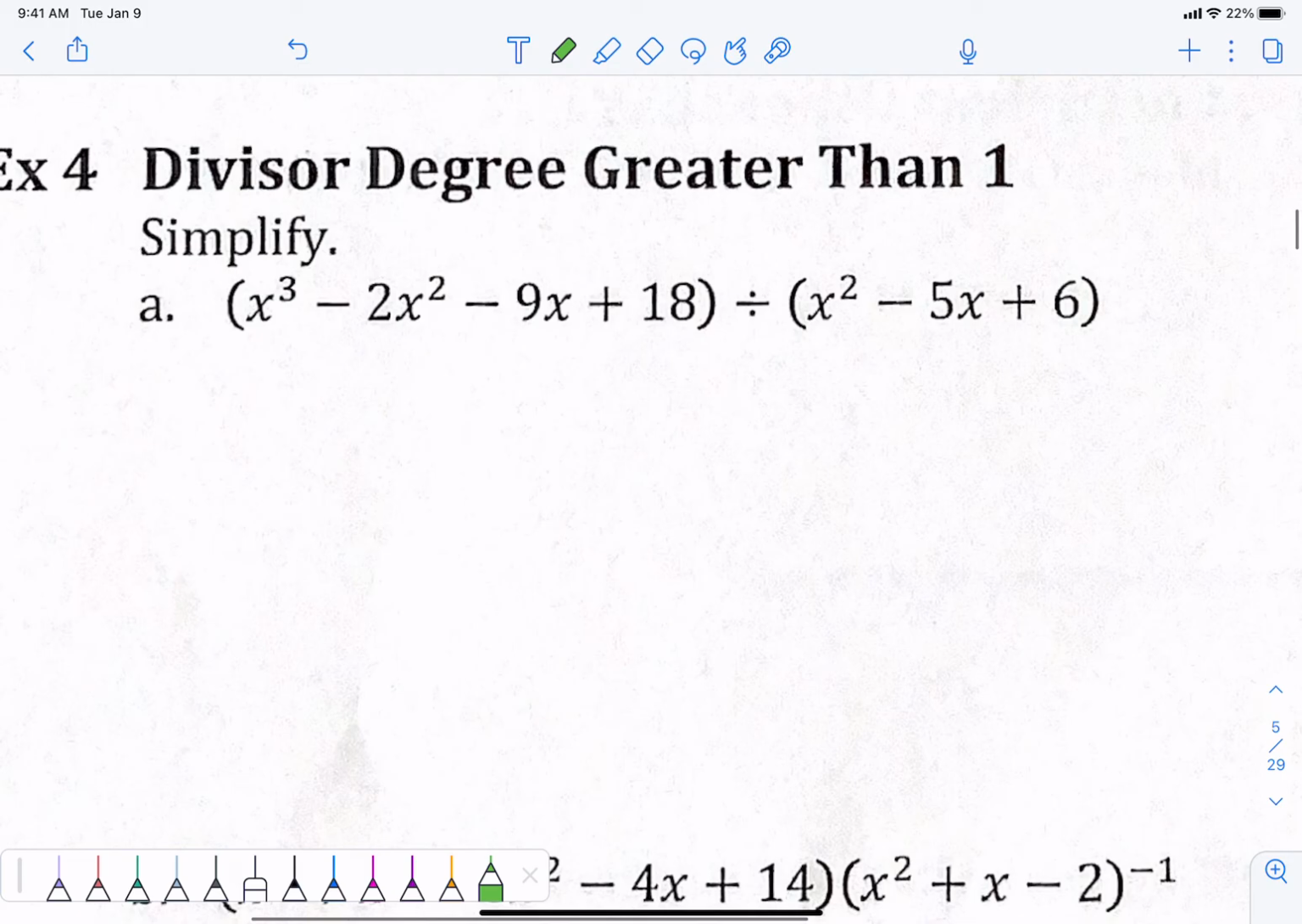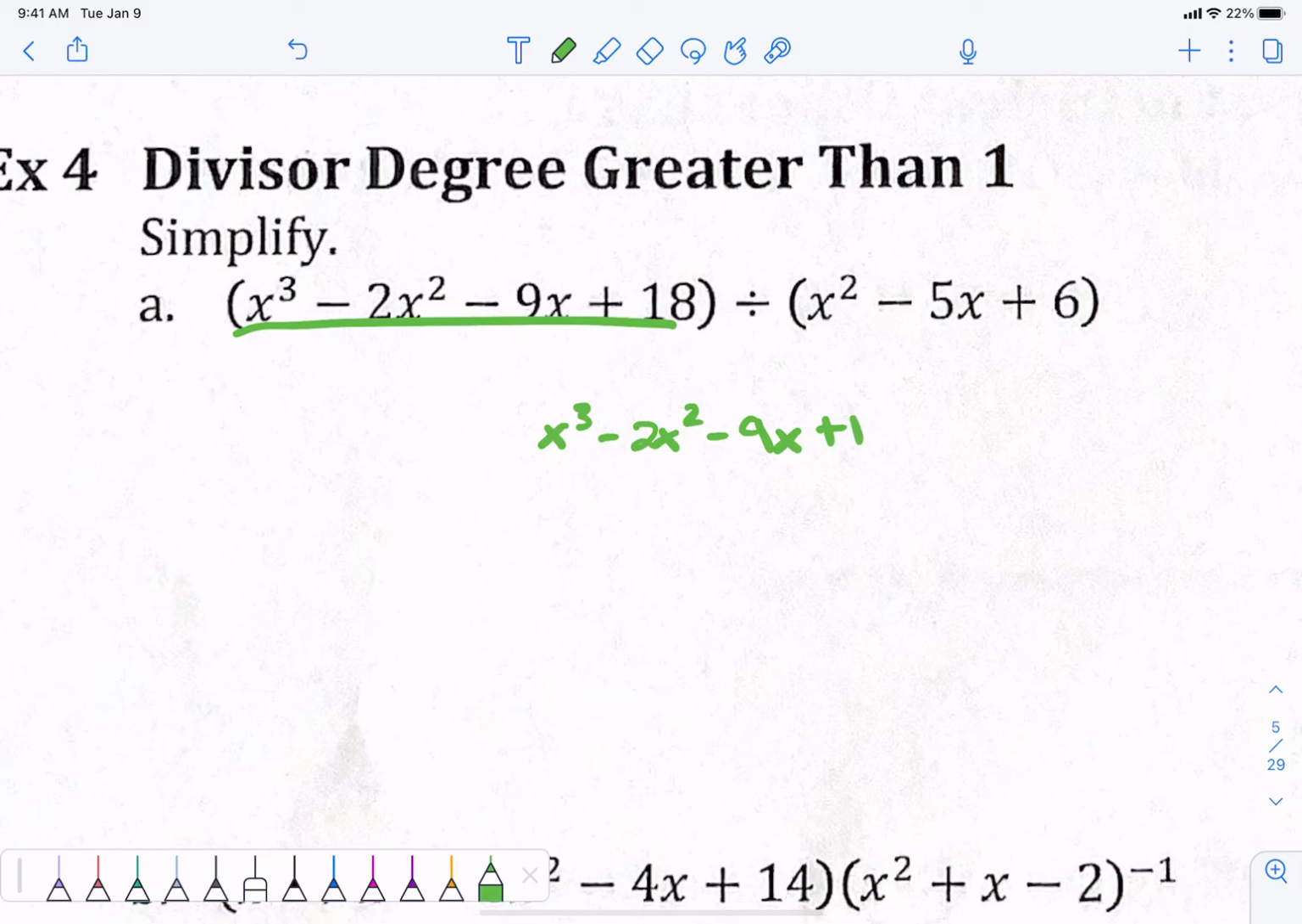Okay, so the dividend is this guy. We're going to put him on the inside. So we've got x cubed minus 2x squared minus 9x plus 18. And we are dividing by x squared minus 5x plus 6. Okay, so just get him set up and ready to go, and then we'll begin. Okay, same process again. I think this one does have a remainder though, so I'll show you how to write your remainder out.